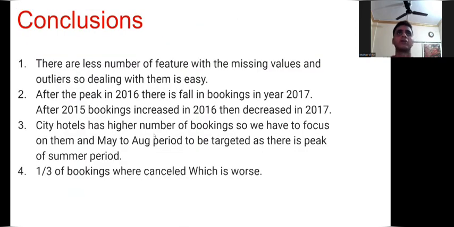So let's come towards the conclusion. We covered that there are few features with missing values and outliers, so dealing with them is easy. Okay, so after the peak in 2016, there is a fall in bookings, so we have to be careful and start advertising. City Hotel has a higher number of bookings, so we have to focus on them. And from May to August, as the rate is at its peak, we should target the summer period.